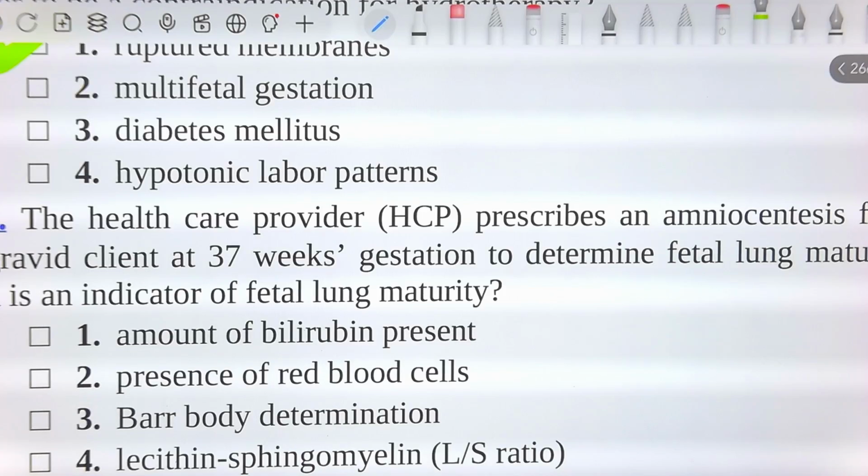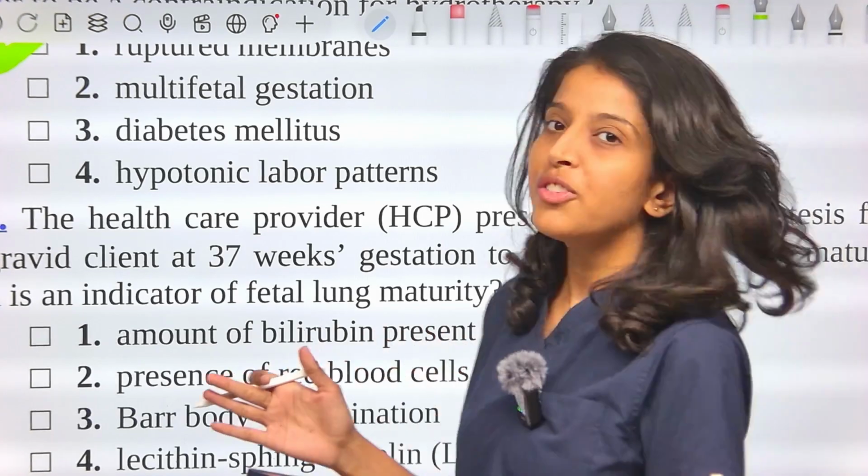Now 19th question. The HCP prescribed an amniocentesis for a primary gravid client at 37 weeks of gestation to determine fetal lung maturity. Which is the indicator of fetal lung maturity?